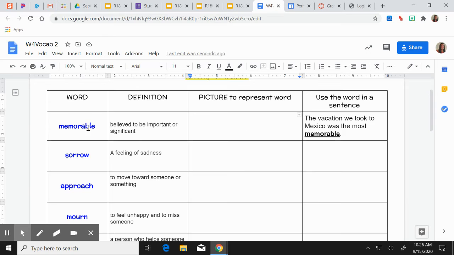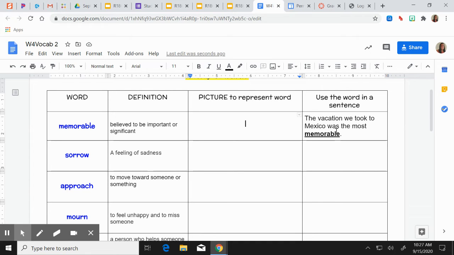So for this one, I've given you the example when you pull up the assignment. First word is memorable, and it means believed to be important or significant. And so I started thinking about things that were important or significant to me in my life, and I always think about vacations with my family. So my sentence is, the vacation we took to Mexico was the most memorable, okay?